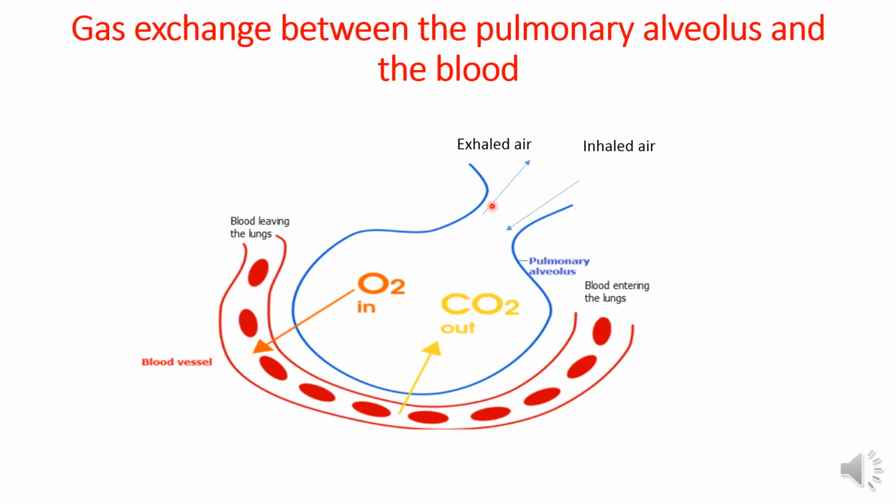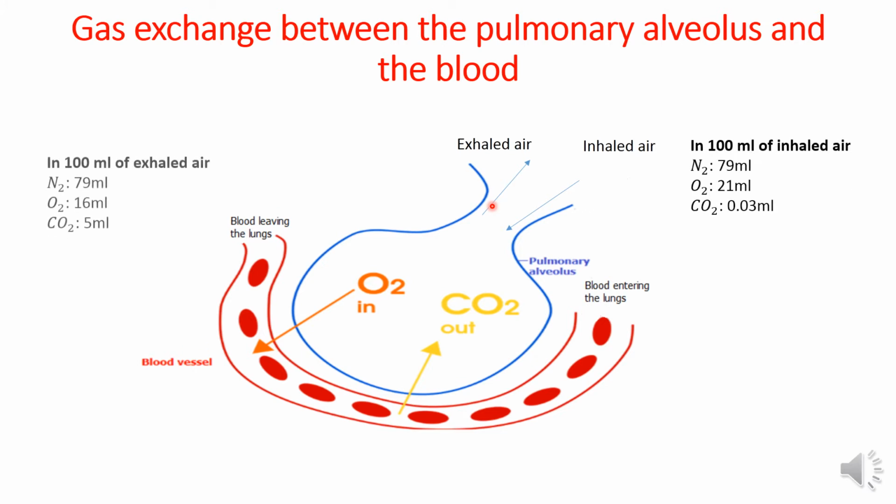Now, let's make a comparison between the inhaled air and the exhaled air. Here, 100 milliliters of inhaled air contain 79 milliliters of nitrogen gas, 21 milliliters of oxygen gas, and 0.03 milliliters of carbon dioxide gas. On the other side, 100 milliliters of exhaled air contain 79 milliliters of nitrogen gas, 16 milliliters of oxygen gas, and 5 milliliters of carbon dioxide gas. The volume of nitrogen gas remains the same. This means that nitrogen gas is not absorbed by the body, is not absorbed by the blood.